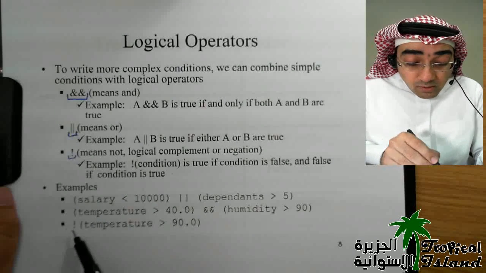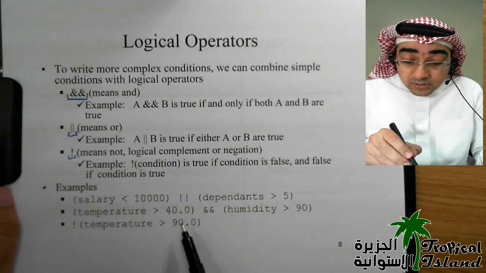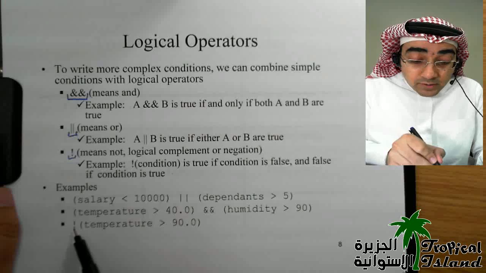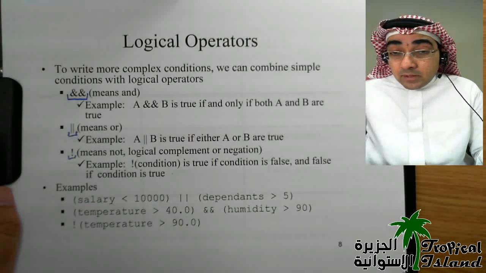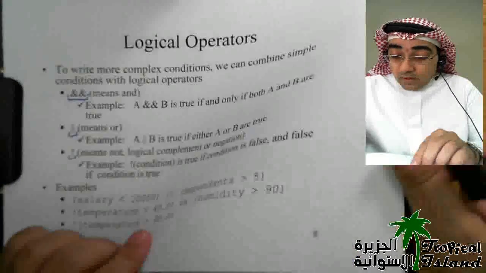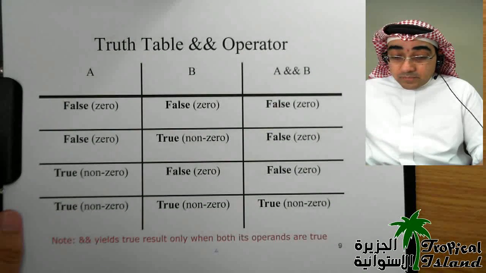Okay, and for the NOT operator over here, NOT temperature greater than 90 means: is the temperature greater than 90? This is the condition that you check. If this is true, then you negate it and it becomes false. Otherwise, if this was false, you negate it and it becomes true. Okay, so this is basically how the operators operate. Different types of operators.